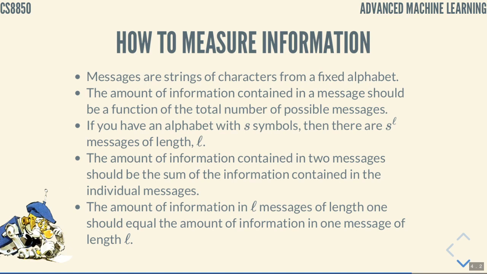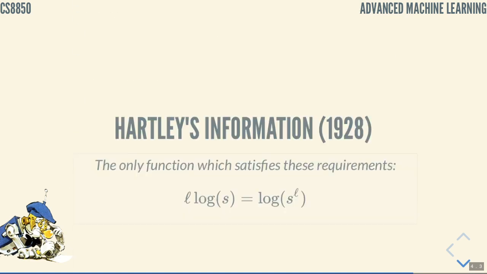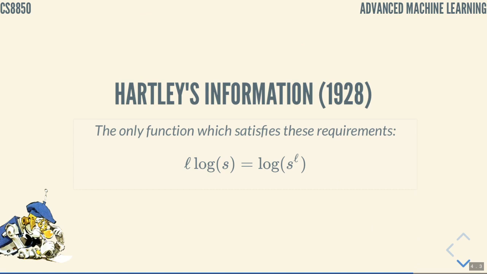So those are requirements. What can we do? What can we use to measure this information content given the simplified settings using some simple computable function? In 1928, Hartley suggested the following measure. Basically, he claimed, and we now agree, that the only function which satisfied all of these requirements is L log S, or log S power L. So S is the number of symbols in the alphabet, and L is the length of the message, right? Length of the messages.